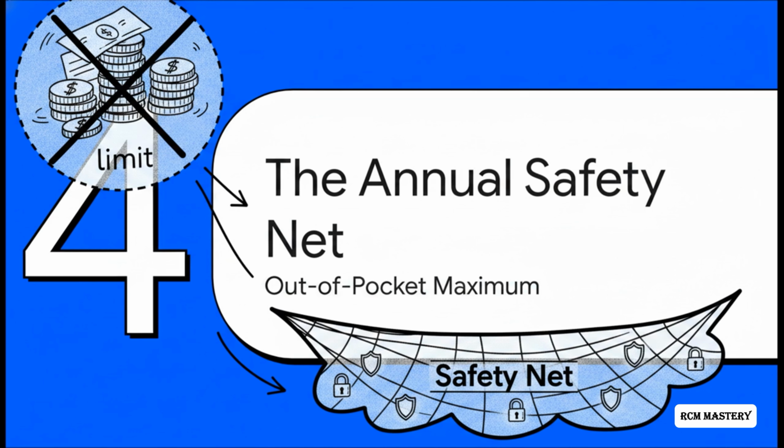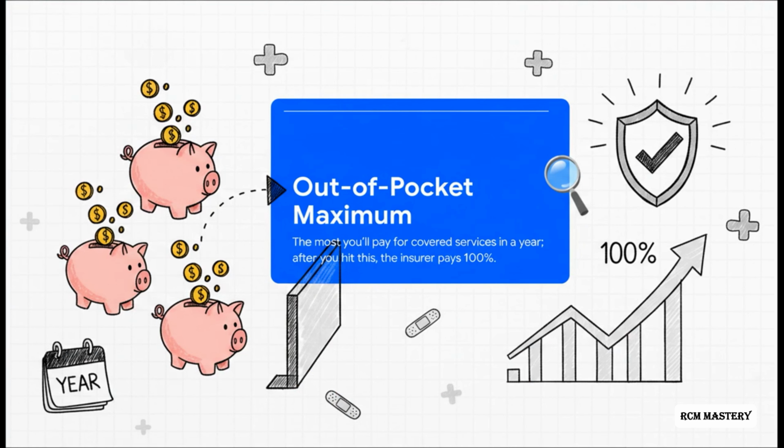It's called the out-of-pocket maximum, and it truly is your financial safety net for the year. This number represents the absolute most you will have to pay for covered medical services in a single year. Once the total you've spent on your deductible, copayments, and coinsurance hits this maximum limit, your insurance plan steps in and pays 100% of your covered costs for the rest of that year.